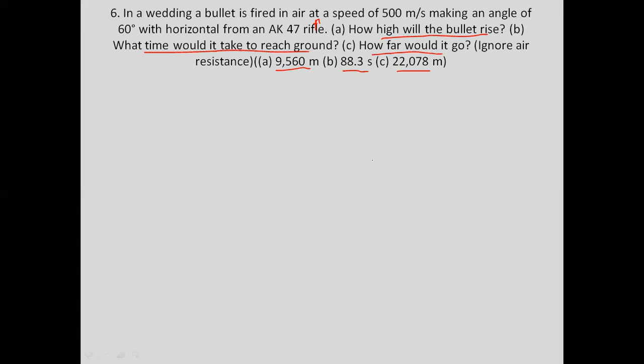I think we have to imagine first what we are talking about. First of all, let me tell you what an AK-47 is, and then we move on to this part. First, we'll note the data given to us. The velocity of the bullet is 500 meters per second. The angle of projection given to us is 60 degrees.